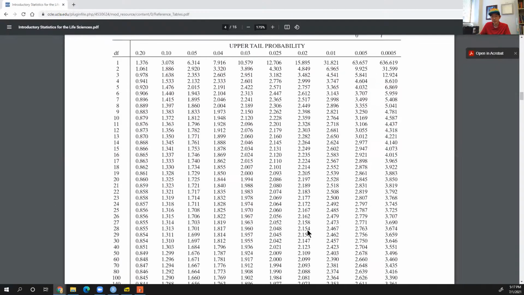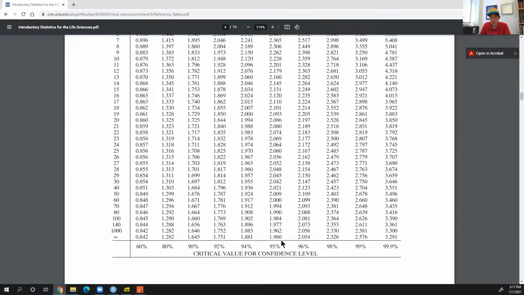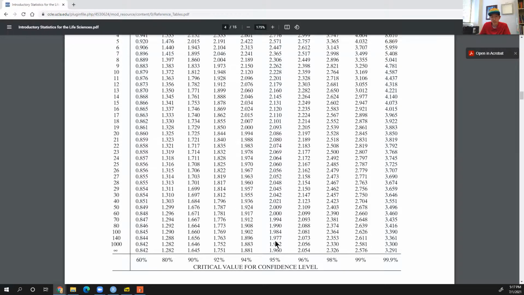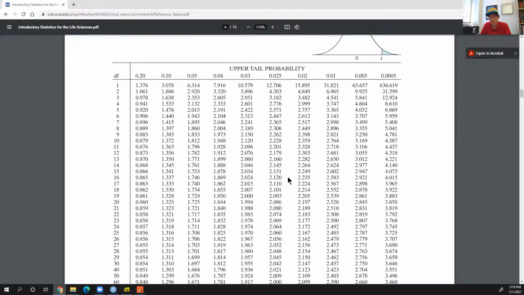Most of the time we're looking at 95% confidence intervals, but you can make other confidence intervals. You can have a 90% confidence interval, a 99% confidence interval, things like that. And 95% confidence corresponds to 1.96 if you have infinity degrees of freedom. If you have fewer than that, which is every other scenario in real life, you have to use a number that's a little bit bigger than 1.96.